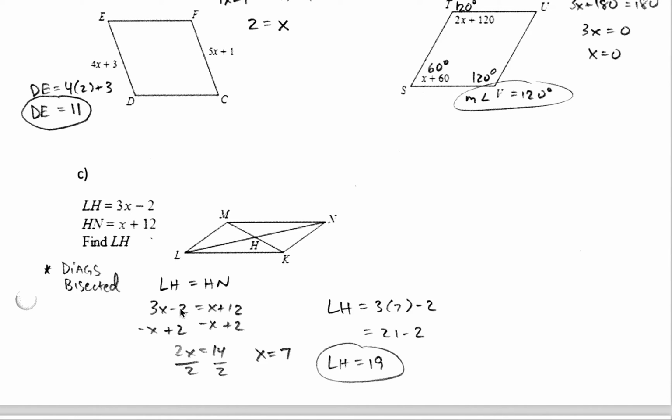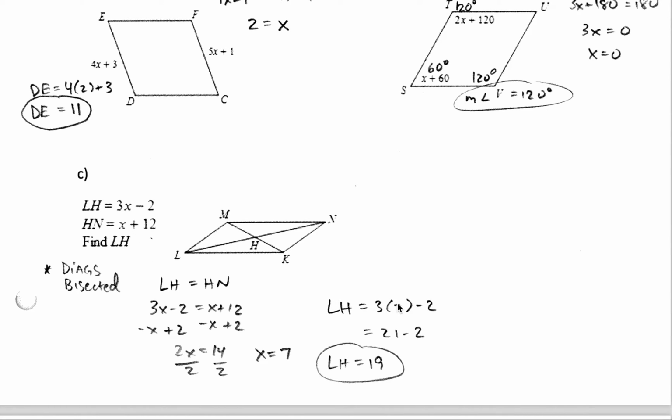We're going to subtract x from both sides, and we're going to add 2 to both sides. So over here we get 2x, over here we get 14. Divide both sides by 2, we find that x is 7. Still not the answer to the question. We want to find the length of LH. So we'll plug that x value into the LH expression there.